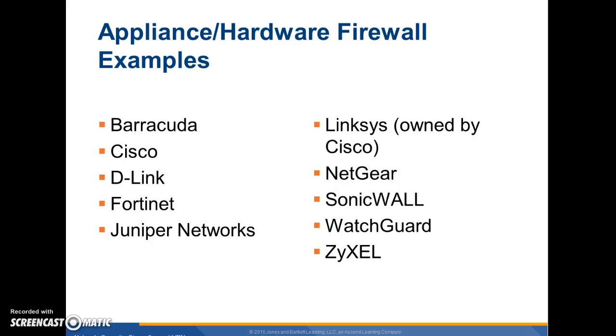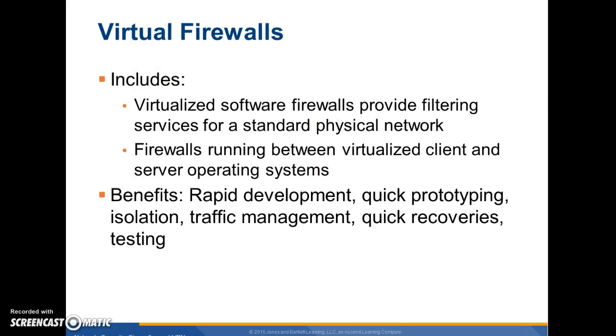Some examples: Barracuda, Cisco, D-Link, Fortinet, Juniper Networks, Linksys, which is owned by Cisco, Netgear, SonicWall, WatchGuard, Zyxel. Virtual firewalls include virtualized software firewalls that provide filtering services for a standard physical network. They are firewalls running between virtualized client and server operating systems. The benefits are rapid development, quick prototyping, isolation, traffic management, quick recoveries, and testing.